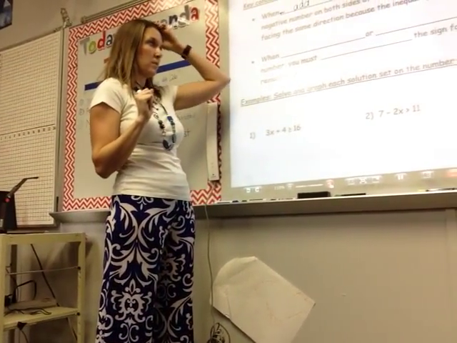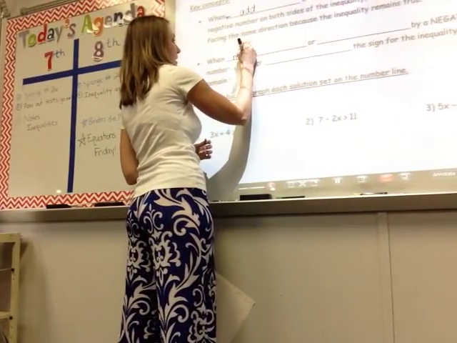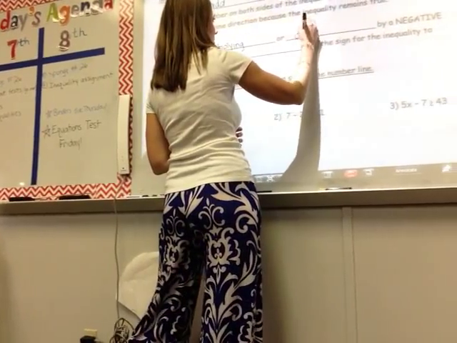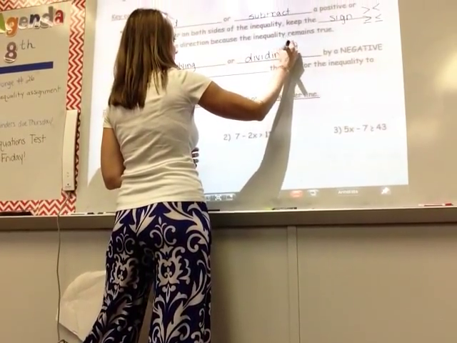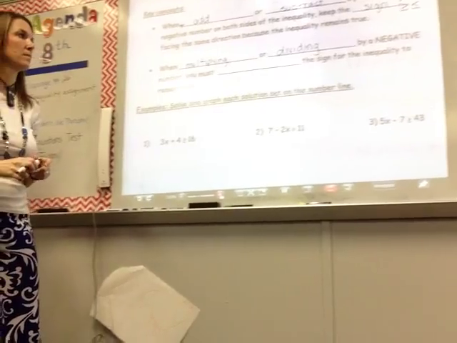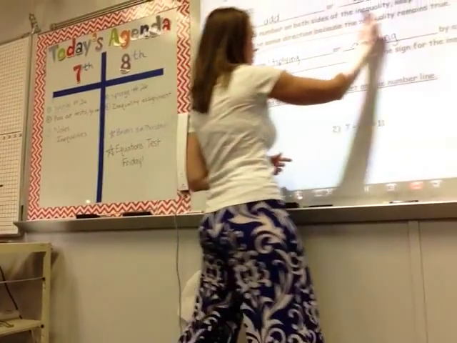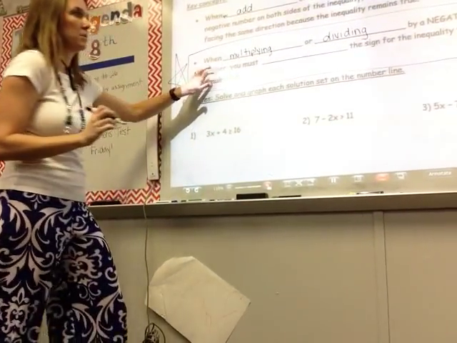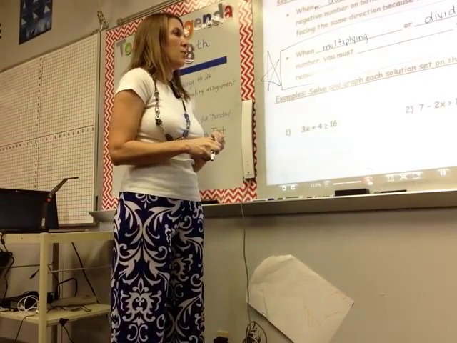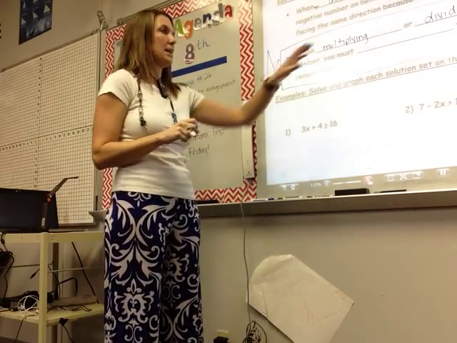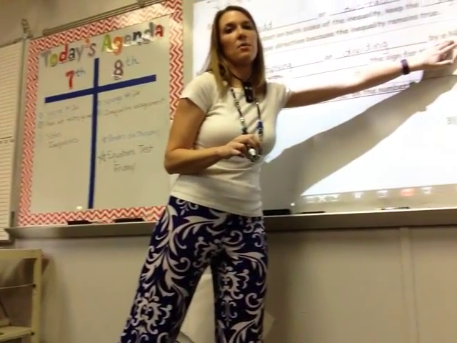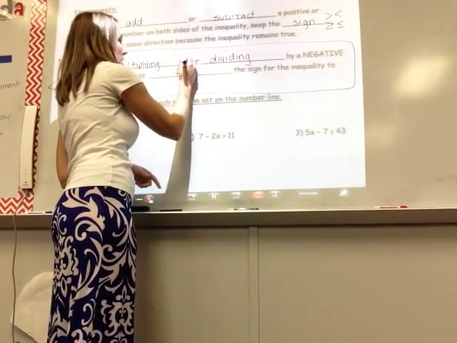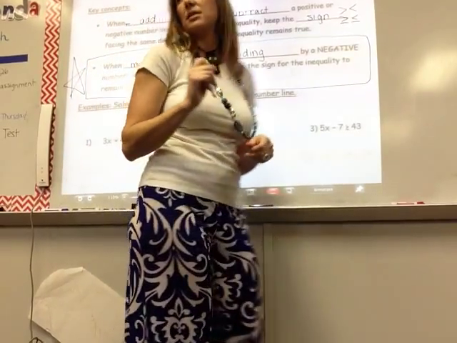This next one, when multiplying or dividing, these next 2 blanks, is the most important one, so I'm going to put a big box around this one and a big star by it. This rule is the most important rule that we will have in this unit. When multiplying or dividing by a negative number, you must flip the sign. So flip the sign is that next blank.